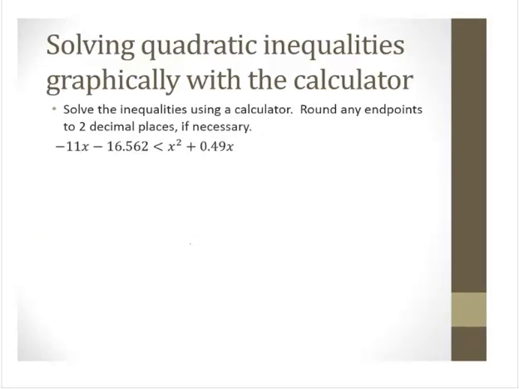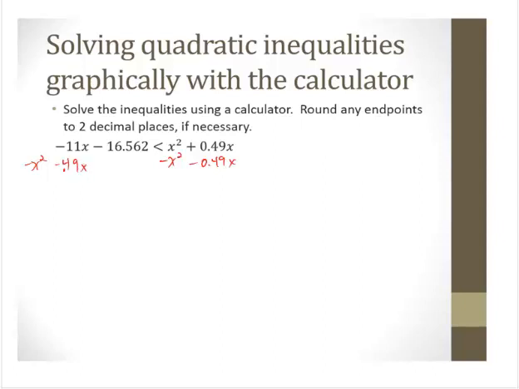All right, here we're asked to solve the inequality using a calculator, rounding any endpoint to 2 decimal places if necessary. And we have negative 11x minus 16.562 is less than x squared plus 0.49x. So what I'm going to do here is get one side to 0, and I'll do that by subtracting x squared from both sides, and subtracting 0.49x from both sides.